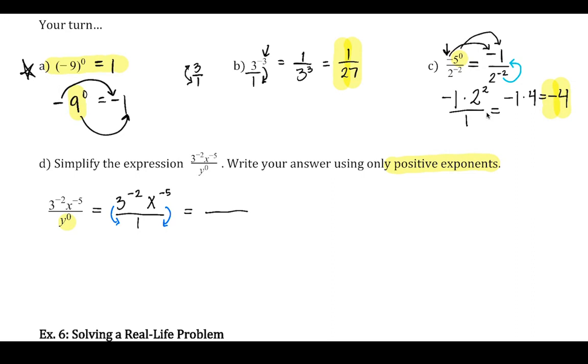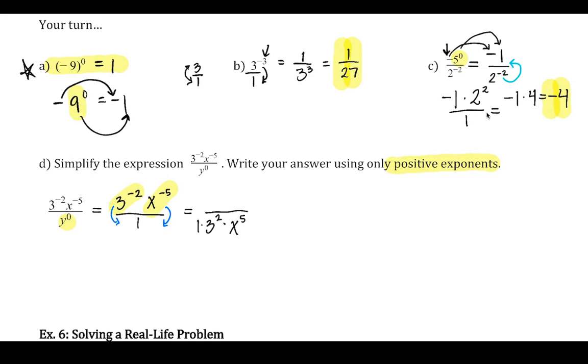So my 3 to the negative 2 is going to move down and become 3 to the positive 2, or 3 squared. Whenever we move things, they just get multiplied by what is already there. So if we had a 1 here, it'll just be multiplied by 1, but anything multiplied by 1 is just itself. And then my x to the negative 5th is going to move down to the denominator as well to become x to the positive 5th. Everything down in the denominator will just be multiplied together.